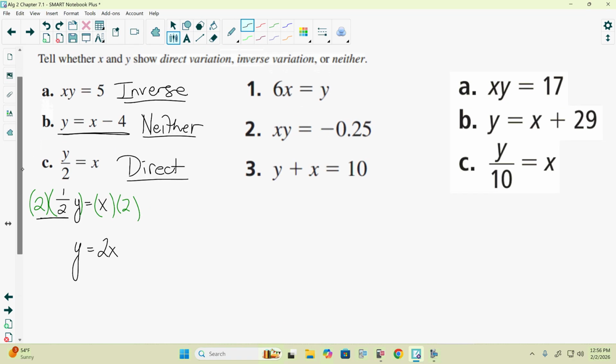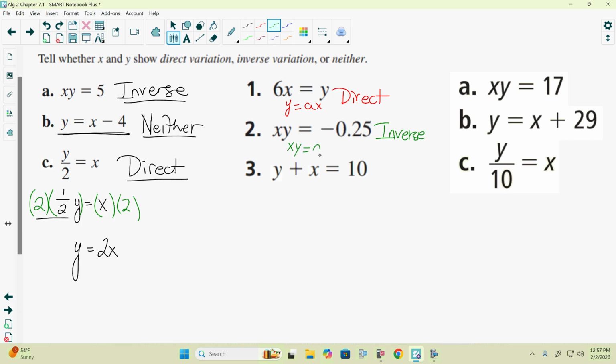All right. Any questions on any of this so far? Let's look at number 1. 6x equals y. Direct, inverse, neither. Direct, because it is our y equals a times x. Number 2, x times y equals negative 0.25. This would be inverse.